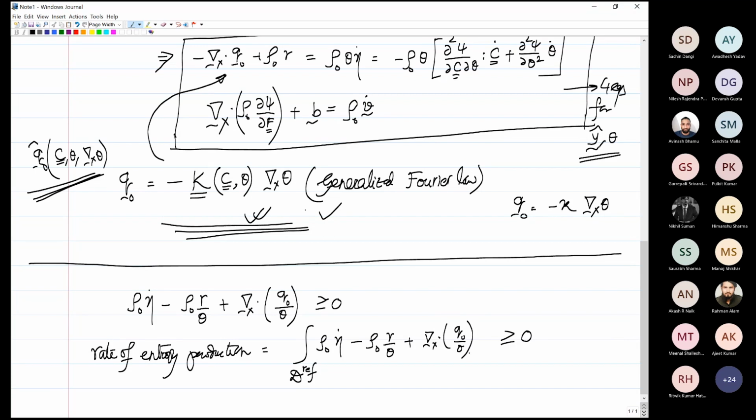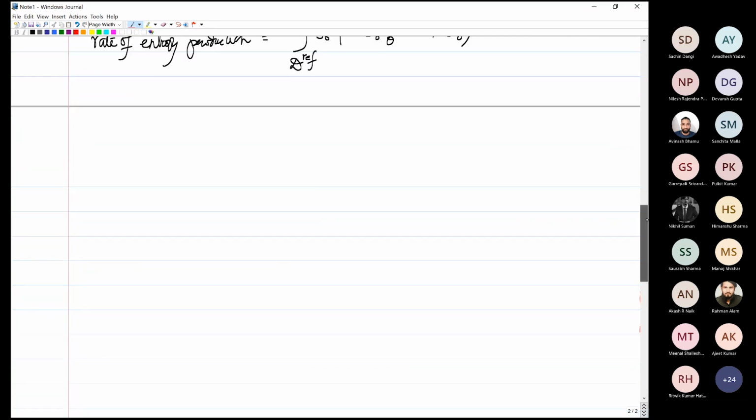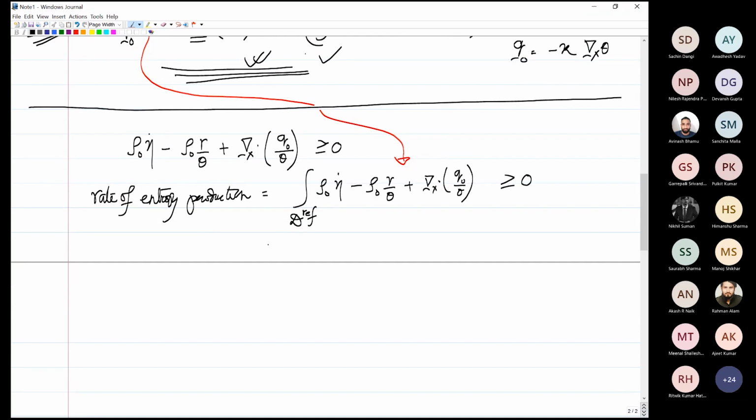Now, in the light of this new form of the energy equation, we can make a slight modification. Let us see what this is going to become. It is going to become the integral over D ref of rho naught eta dot minus rho naught little r by theta, and this one I think we have also seen, this is 1 by theta times divergence of Q naught, minus Q naught dot gradient of theta divided by theta square. Okay, and this has to be greater than or equal to 0.